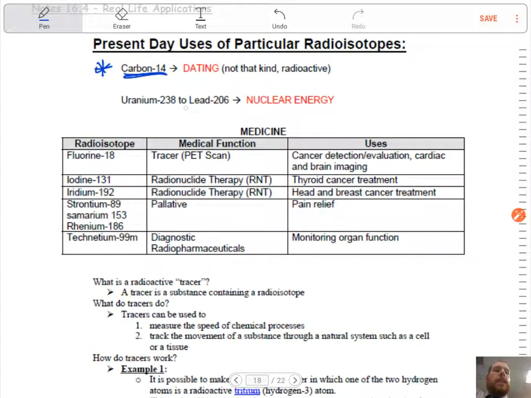Uranium-238 leads to lead-206. This is in nuclear energy. Hopefully you guys can remember that because you saw our guest speaker who talked about that. That's how they power their ships.